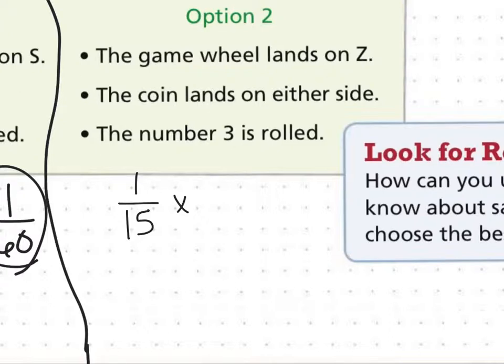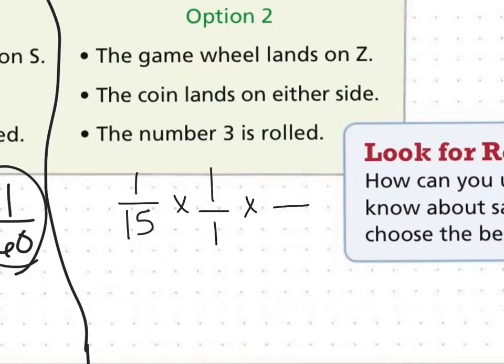So the next event, with the coin landing on either side, it's always going to land on either side. You could argue, people argue this every year, what if it landed on its side and not heads or tails? It's not going to happen. So this would be a 1 out of 1. If you want to say 2 out of 2, heads, tails, it's the same thing, but it's definitely going to happen.